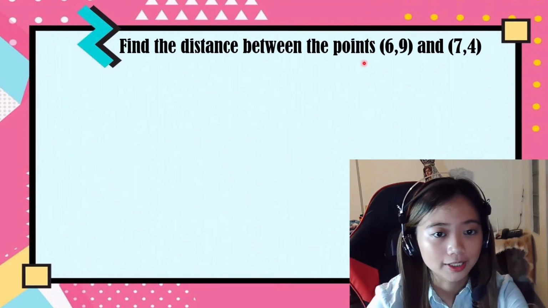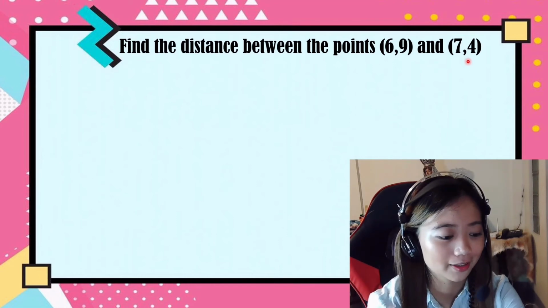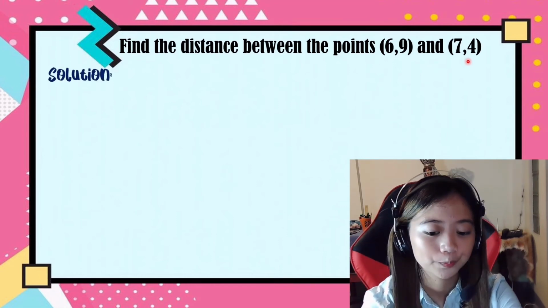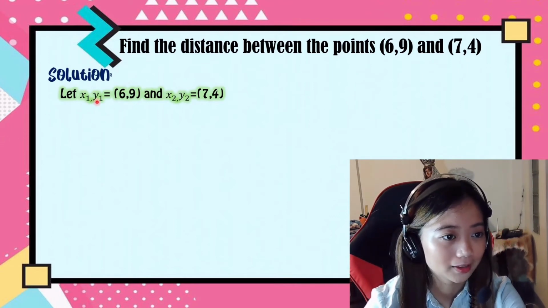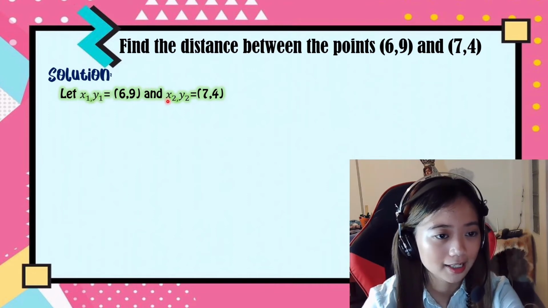Find the distance between the points 6, 9 and 7, 4. Now let's give it a try. So, we will let the value of x sub 1, y sub 1 be equal to 6, 9, and x sub 2, y sub 2 be equal to 7, 4.